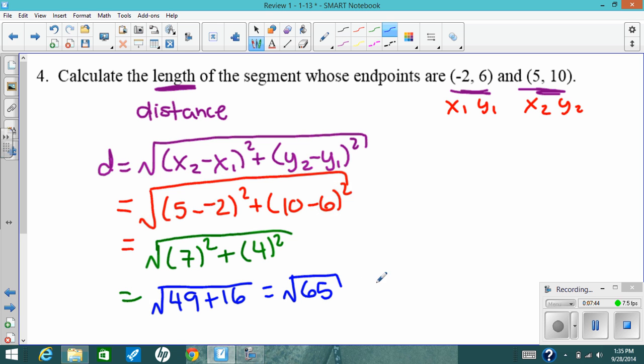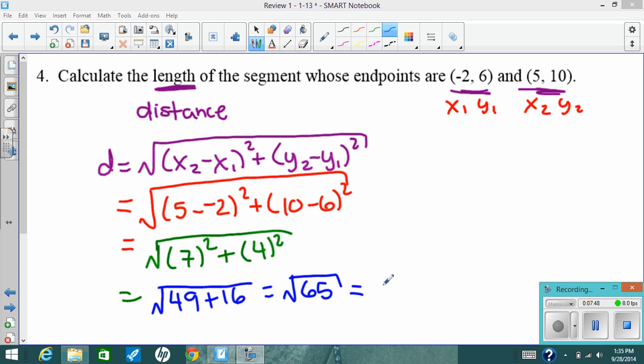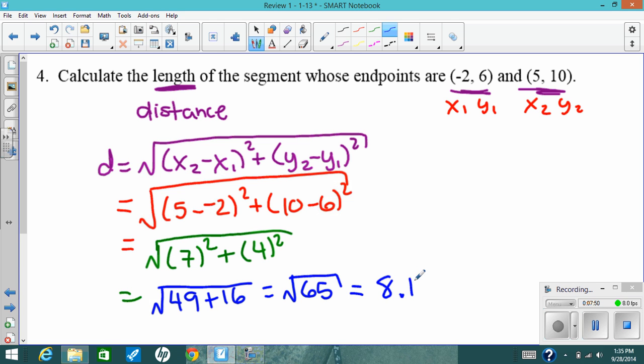So I'll pause here and I will find the square root of 65. It is approximately 8.1. So I round it to the nearest tenth.